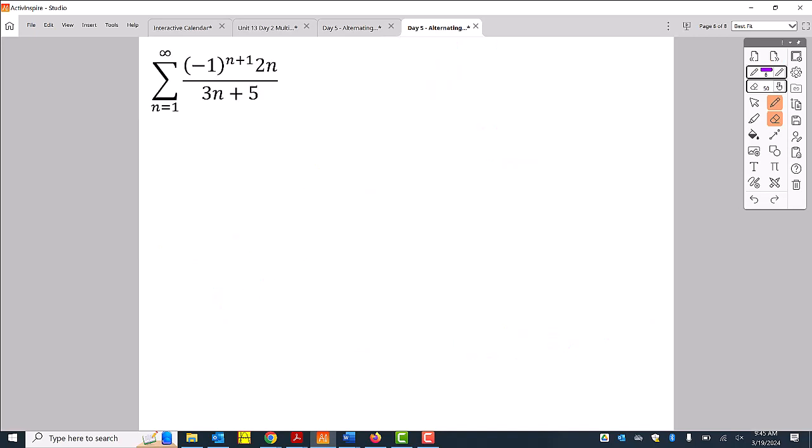Last case is one that doesn't converge at all. So we have the sum from n equals 1 to infinity of 2n over 3n plus 5. That one diverges by the nth term.